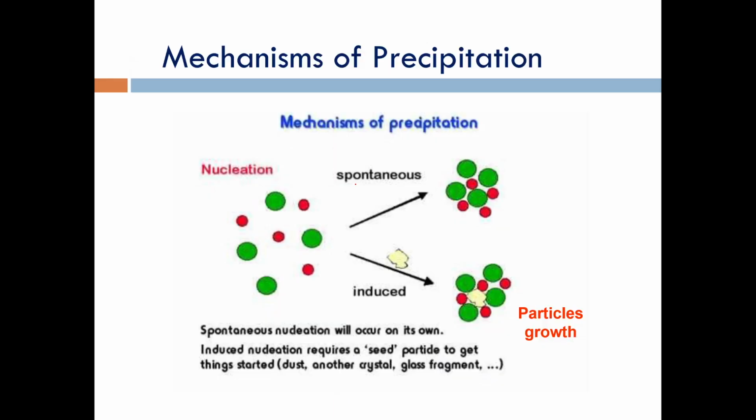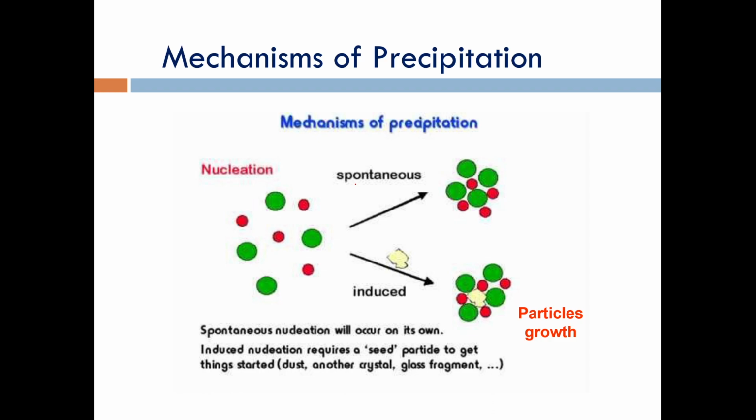And this is the last one, which is the mechanism of precipitation. So the mechanism of precipitation is simple. It starts with nucleation. If the process of nucleation occurs spontaneously, it will become colloid particles. Okay, and how do we avoid this condition? We need to induce. So what is induce? Induce means we add another item, for example, a seed particle. This induction can also be done by adding dust, a crystal, or a glass fragment.